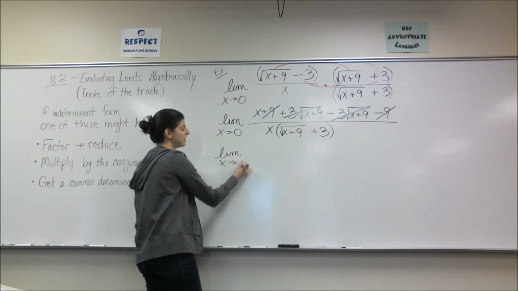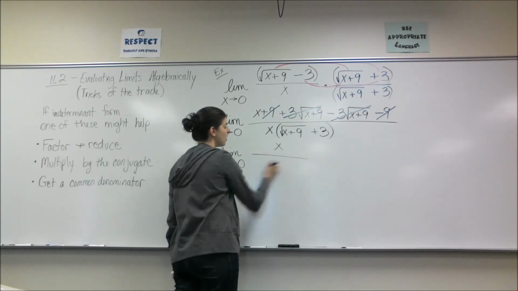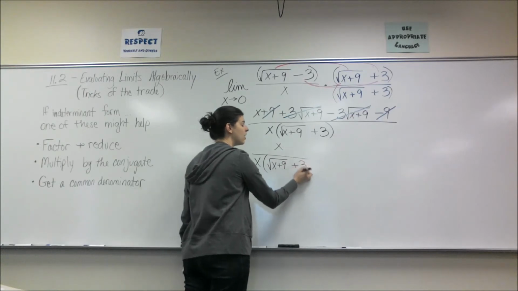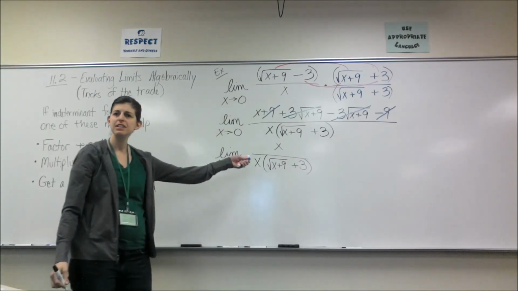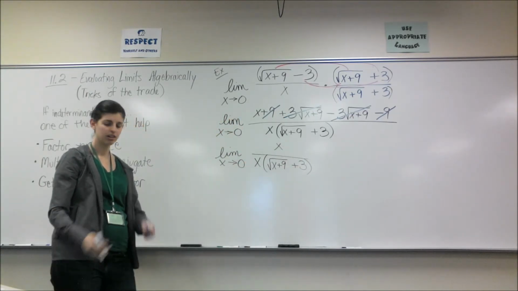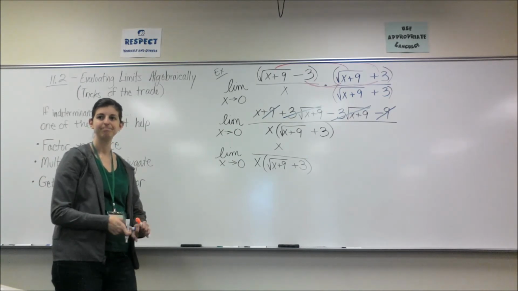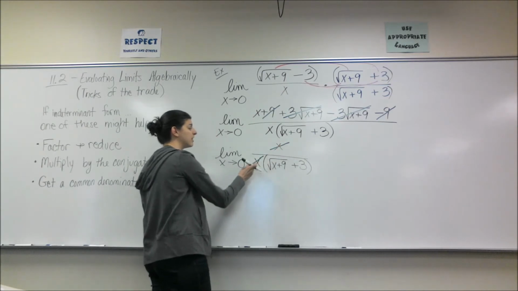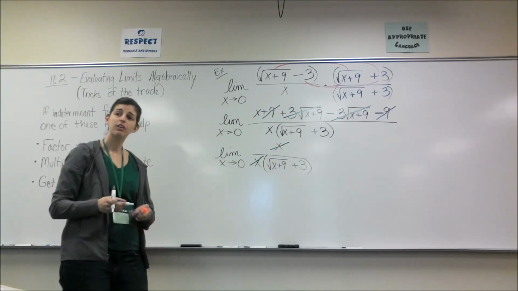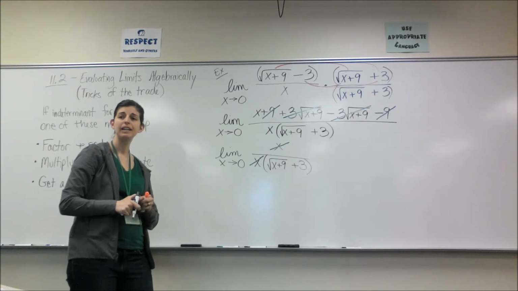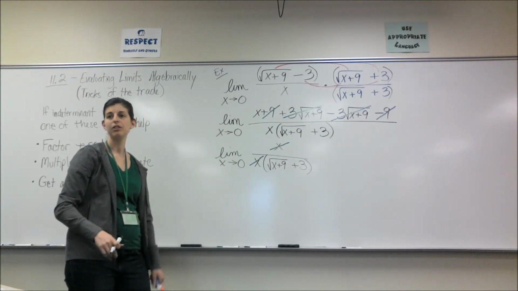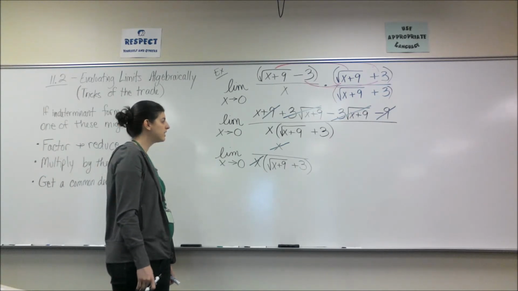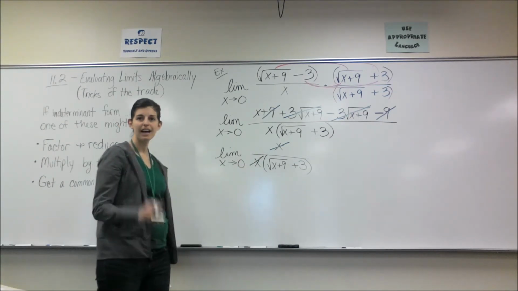So you actually have the limit as x approaches 0 of x over x times the quantity square root of x plus 9 plus 3. Why don't you want to multiply the denominators together? Can you get rid of the x on the outside? Yes, because it's multiplied, not added. If it were added to something, you couldn't. Because it's multiplied, you can cancel it, like reducing a common factor. So the x cancels out, and that's the magic.